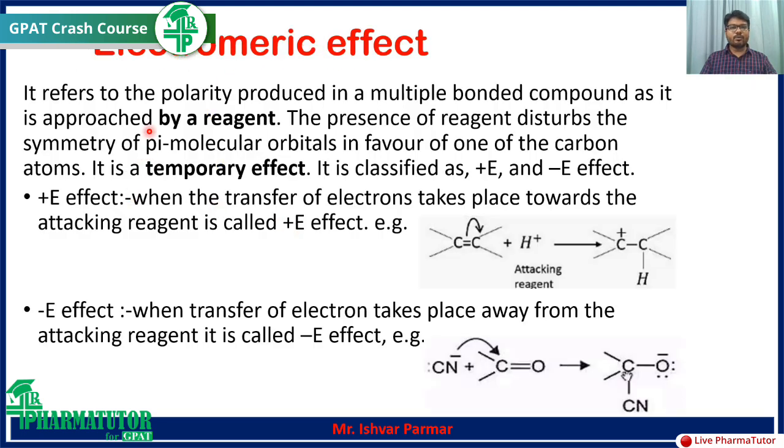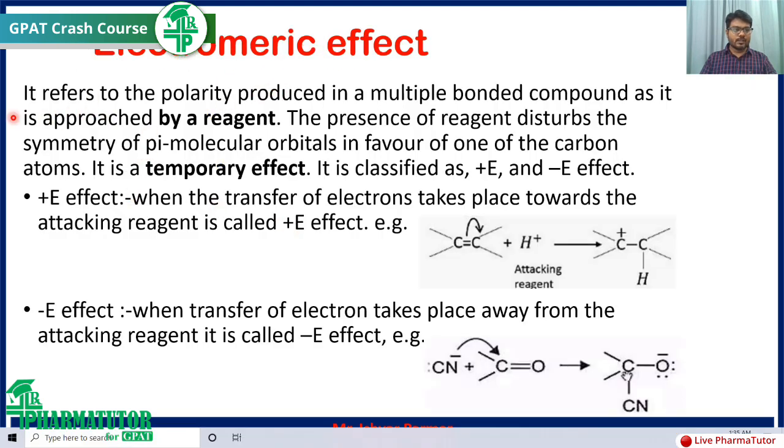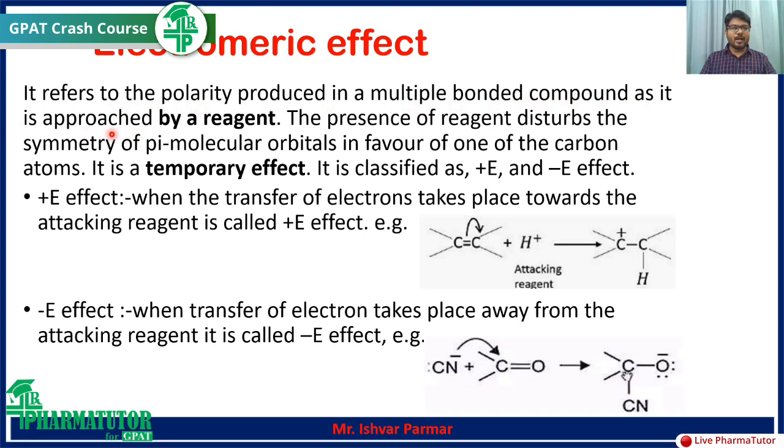Now the electromeric effect. It refers to the polarity produced in a multiple bonded compound as it is approached by a reagent. The presence of the reagent disturbs the symmetry of the pi molecular orbitals in favor of one of the carbon atoms. Always remember it is a temporary effect. It is classified as a positive and negative effect.